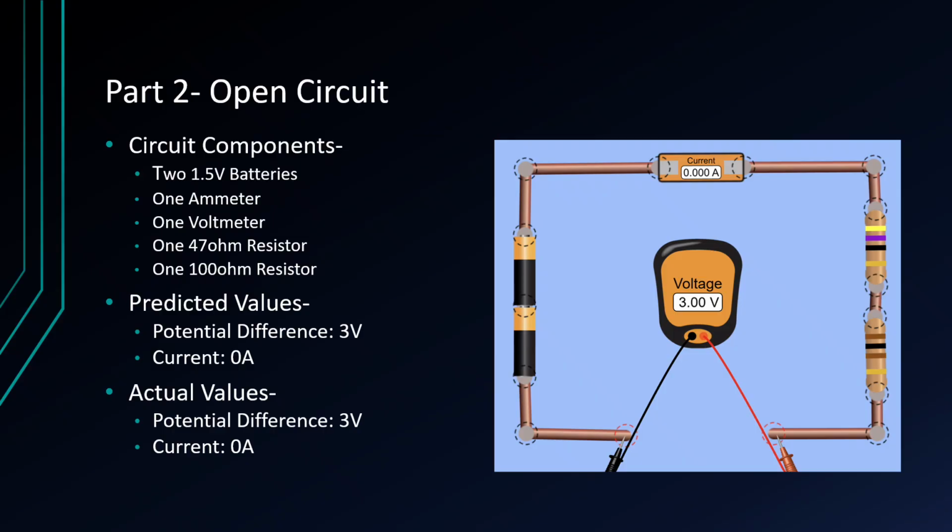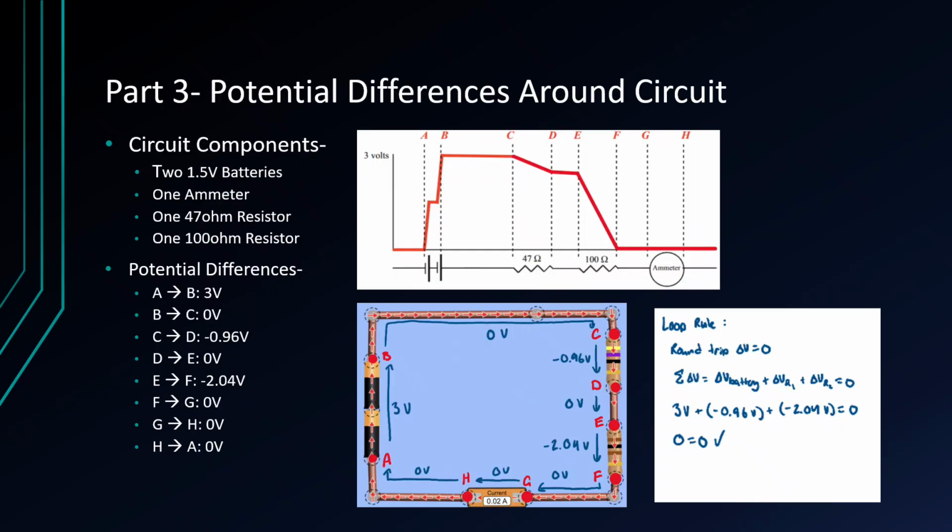And in part 2, we got rid of the second ammeter and replaced it with a voltmeter, and it's an open circuit. So the potential difference was 3 volts and the current was 0 amps. For part 3, we measured the potential difference around the circuit. So the values can be seen in that chart, and we can validate that everything follows the loop rule by summing up the different potential differences and seeing that they all add up to 0.